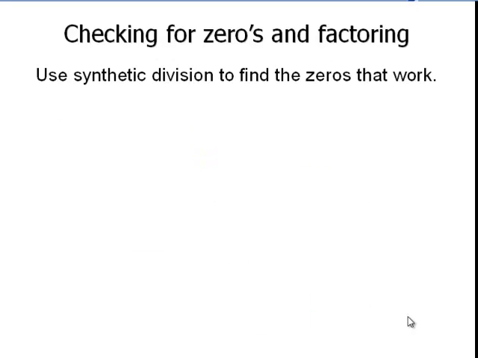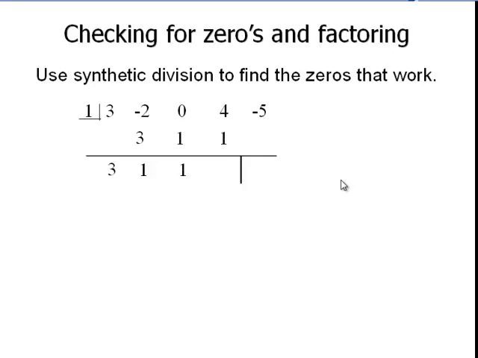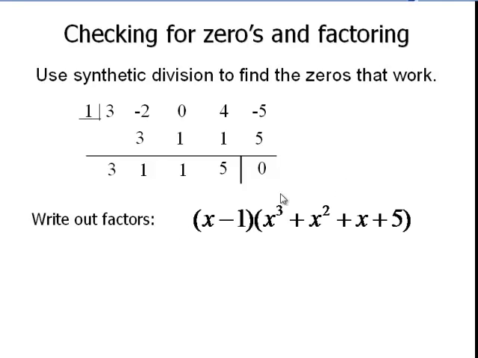Now, to actually check and see which ones do work, we're going to use synthetic division. On the problem that we had before, we're going to try 1 to see if it goes into 3, -2, 0, 4, and -5. So you get 3. 1 times 3 is 3, makes 1. Add gives you 1. Add gives you 5. 5 gives you 0. So 1 is a zero. Then write out the factors: x minus 1 times x cubed plus x squared plus x plus 5.